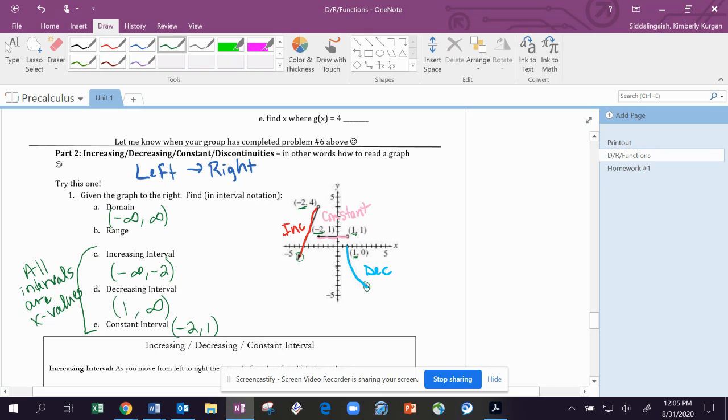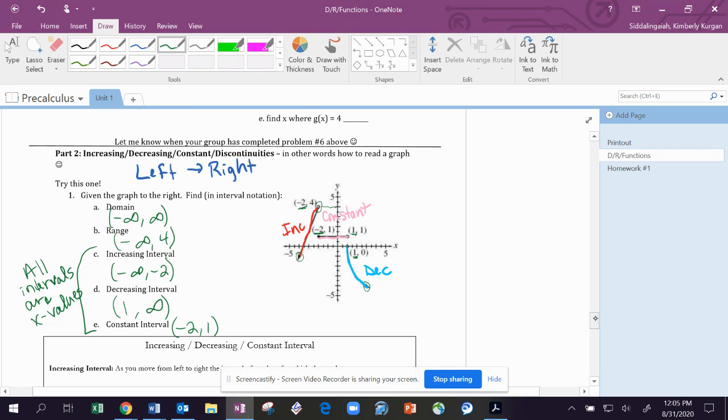And then our range, because both of these pieces, the red and the blue piece, go down, we are definitely at a negative infinity, but the highest up we go is this 4. But it's an open dot, so it's not included. So our range is negative infinity to 4.